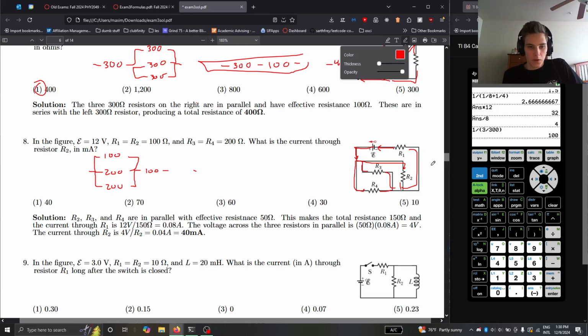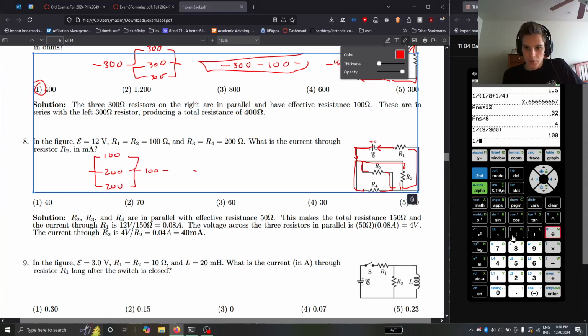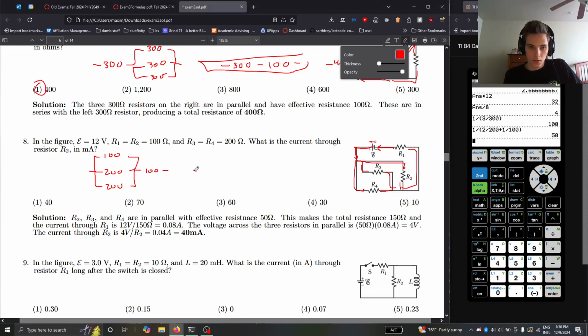Okay, again, we will combine these. So 1 over, I'll go 2 over 200 plus 1 over 100 here. Again, this is just saving me from writing 1 over 200, 1 over 200. And we get 50. So this is a 50, and this is a 100. Add those two together, 150. The total across this is 12 volts.